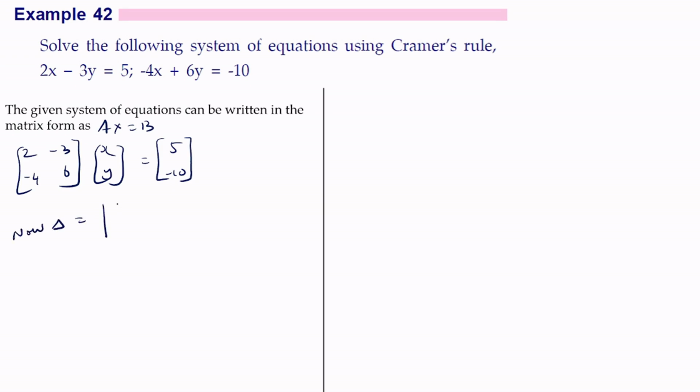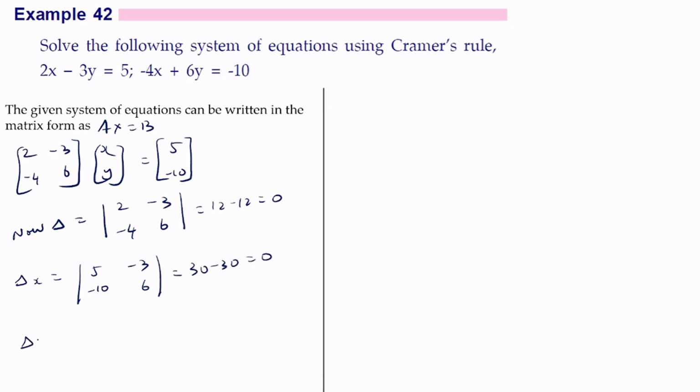So delta equal to determinant of 2, minus 3, minus 4, 6. So this is 12 minus 12, which is 0. So we are getting delta as 0. Now let us see what we get for delta x and delta y. Delta x is determinant of 5, minus 10, minus 3, 6. So this is 30 minus 30, which is again 0. And delta y is determinant of 2, minus 4, 5, minus 10. So this is minus 20 plus 20, which is again 0.